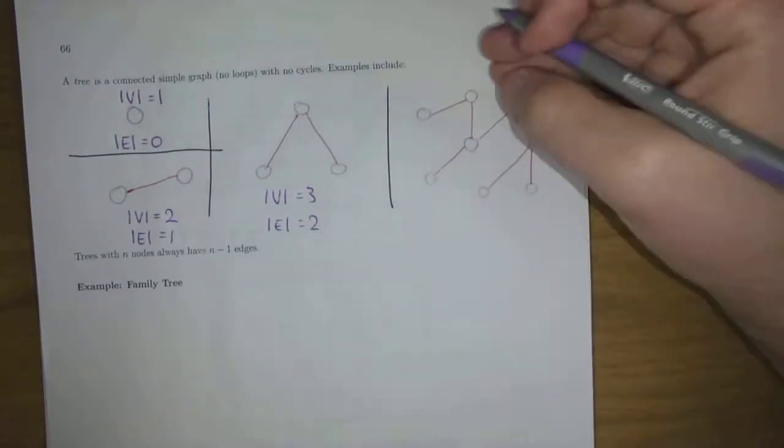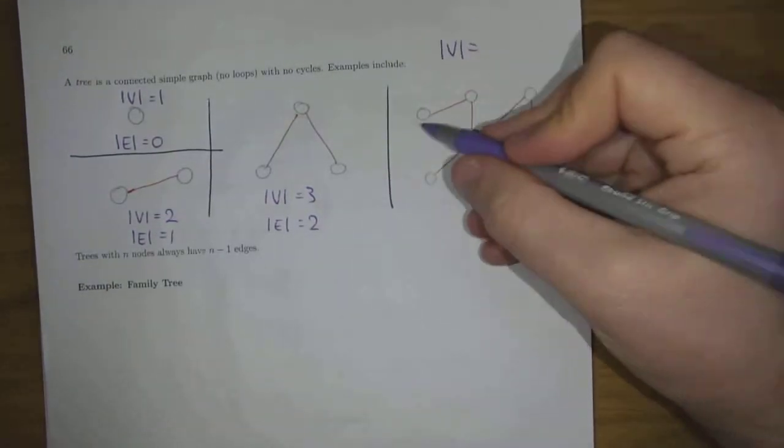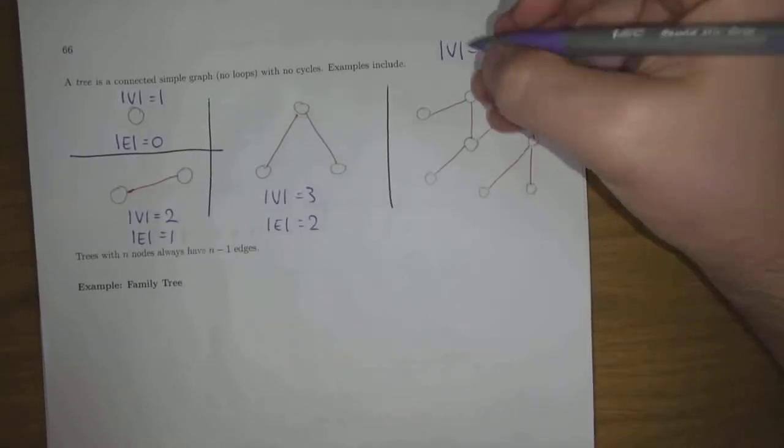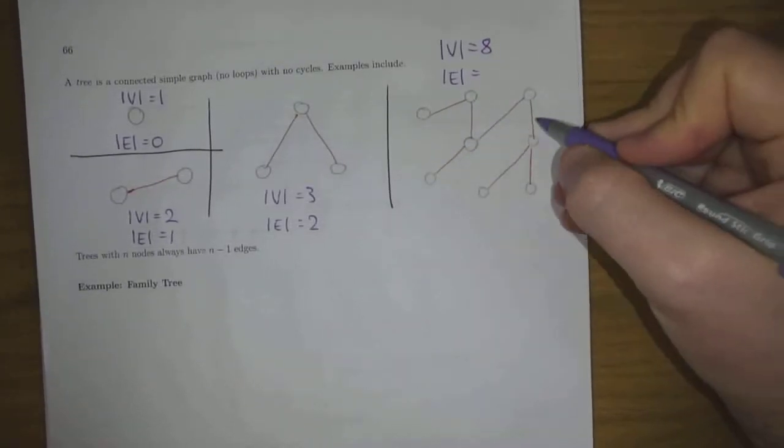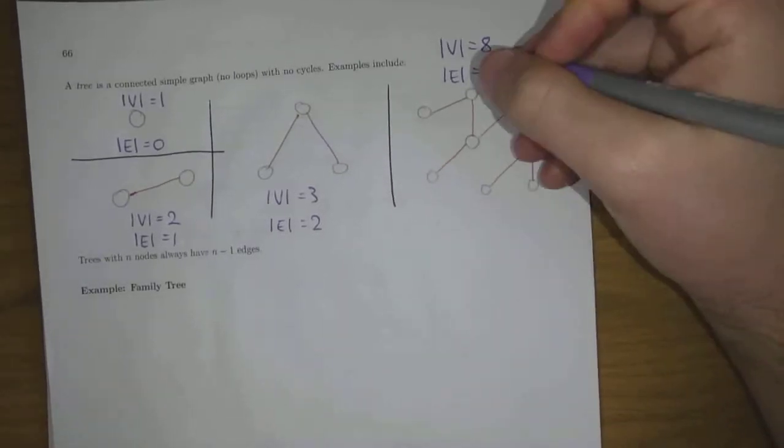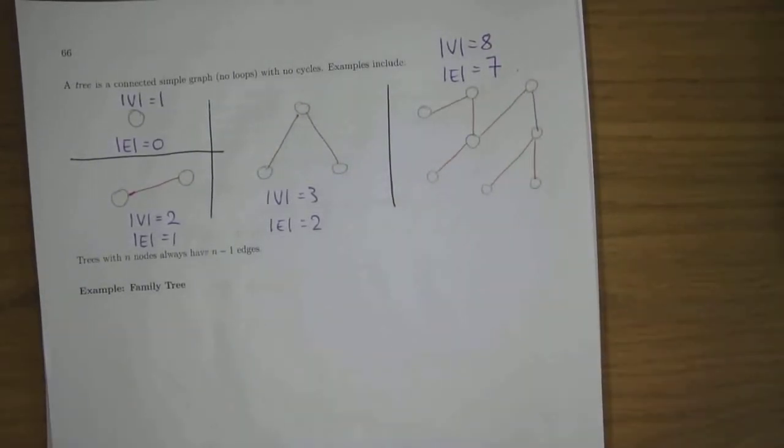And here the number of vertices is a bit more: 1, 2, 3, 4, 5, 6, 7, 8. Now let's count the edges: 1, 2, 3, 4, 5, 6, 7. Okay. An example is a family tree.